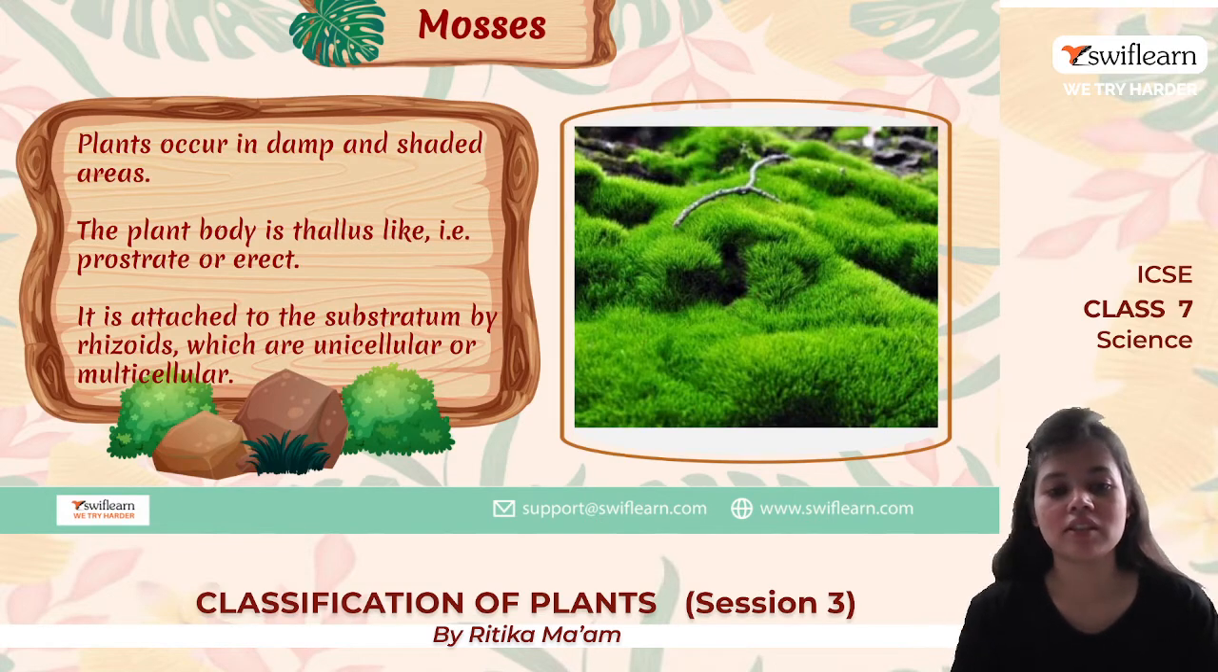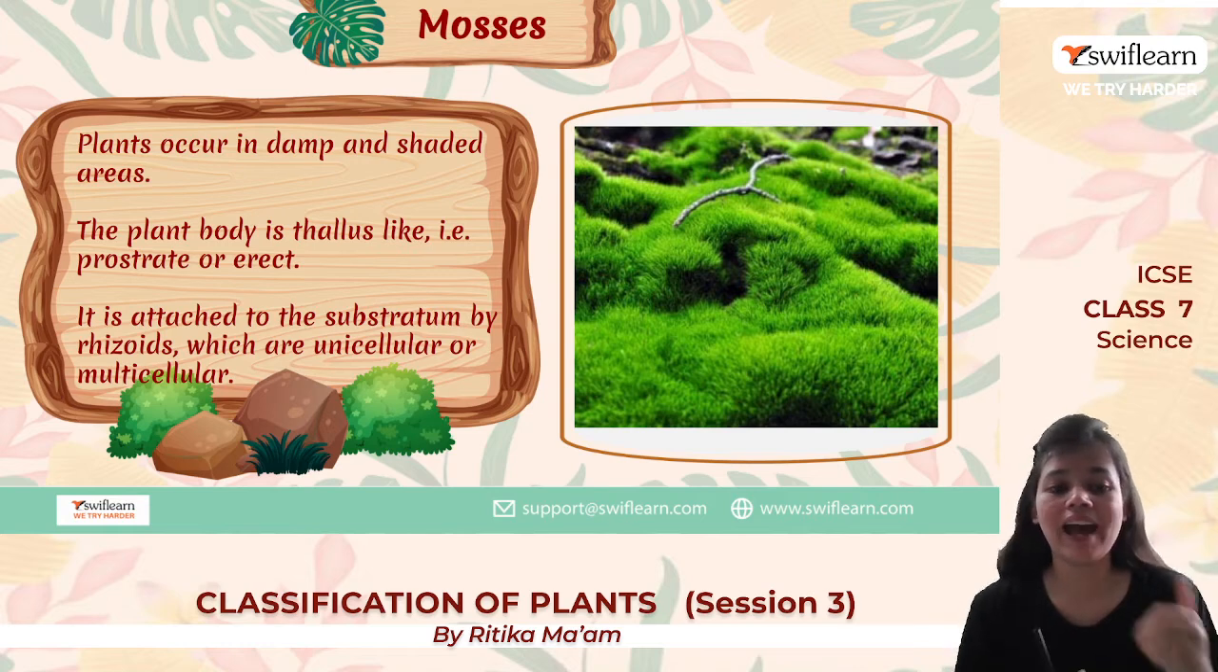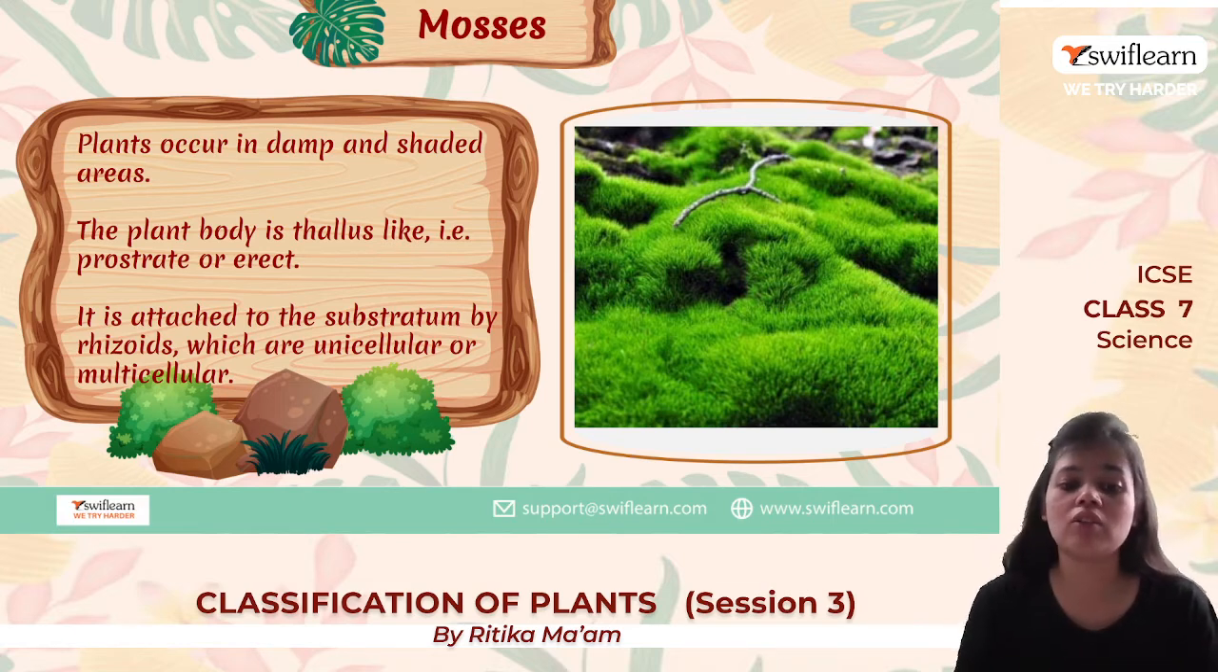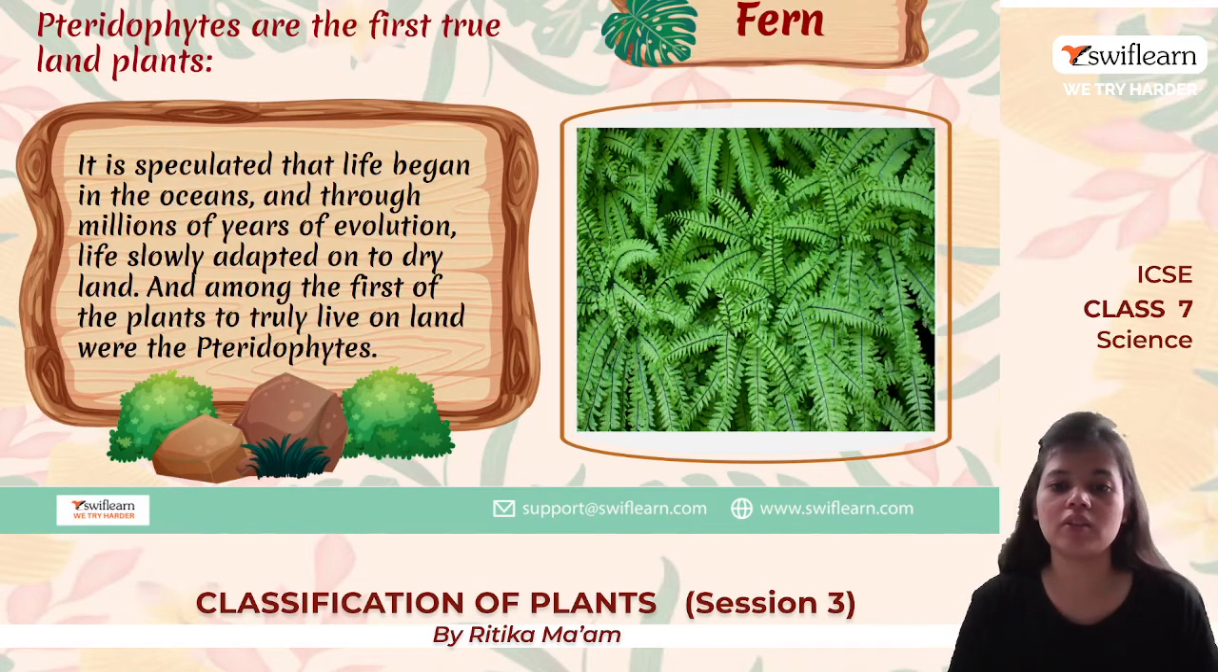Now, mosses. Mosses are the kind of plants which you will be finding in damp and shaded areas. Their plant body is thallus-like, that is erect and prostrate. So they will be like straight. And it is attached to the substratum by rhizoids, which are unicellular or multicellular. So they are attached to the lower surface by rhizoids which may be multicellular or unicellular.